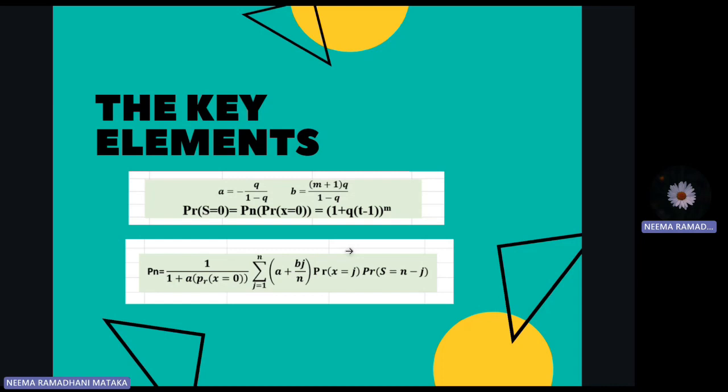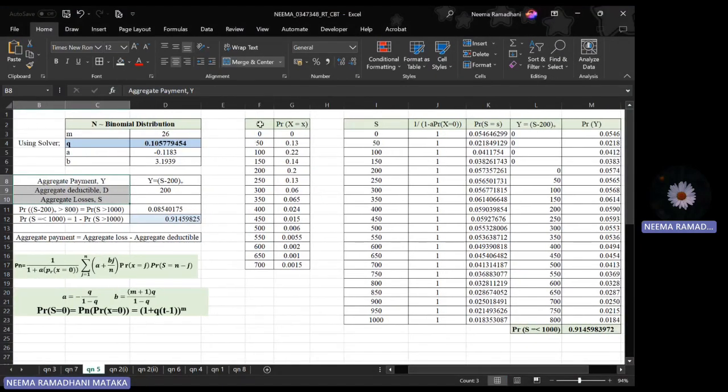And lastly is this equation, which is p_n. This is the equation to find the probability of S equal to n. So it's going to be 1 over (1 minus a times the probability of X equal to 0), times the summation of (a plus bj over n) times the probability when X equal to j and the probability of S equal to n minus j. I just pasted the data here.